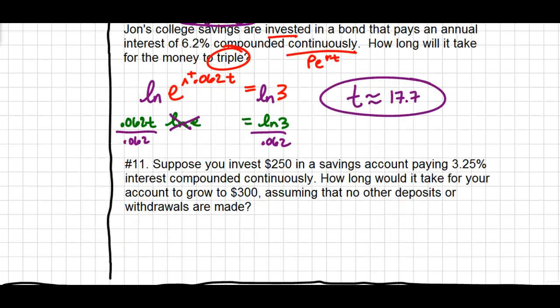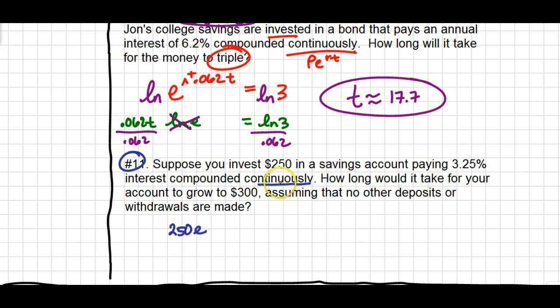And then our last example is number 11 in the homework. It's very similar to the two we just did. Just want to give you one final chance at practicing, and it's going to help you get your homework done a little faster. So let's read this final example. Suppose you invest $250 in a savings account, paying 3.25% interest compounded continuously. How long will it take for your account to grow to $300, assuming that no other deposits or withdrawals are made? So our starting amount, our p-value, is 250.